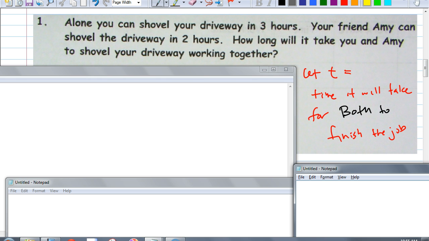That is really important. It's not the time it takes me, because I already know what that time is. How long does it take me to do it alone? 3 hours. What about Amy? 2 hours. We know that. But what we're interested in is if they work together. By the way, would this t come out to be less than 2 or more than 2? It should be less than 2.